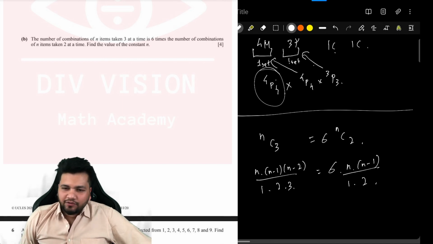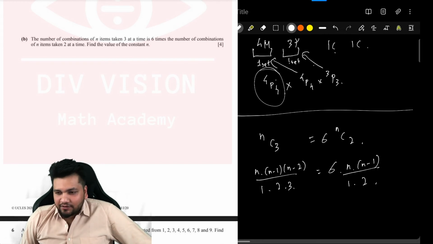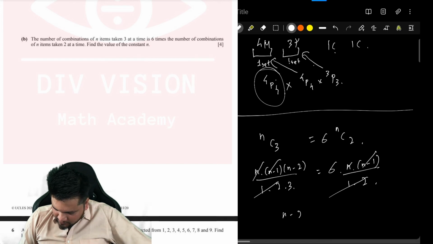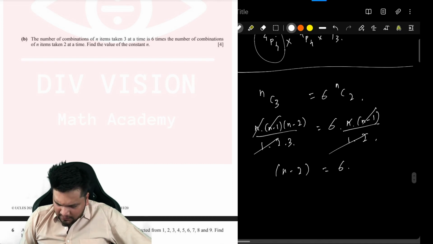So instead of doing n factorial upon n minus r factorial into r factorial and so on, you can do it this way as well. It would be just easier. So 1 into 2 cancels, n minus 1 cancels, and we'll get n minus 2 upon 3 is equal to 6.